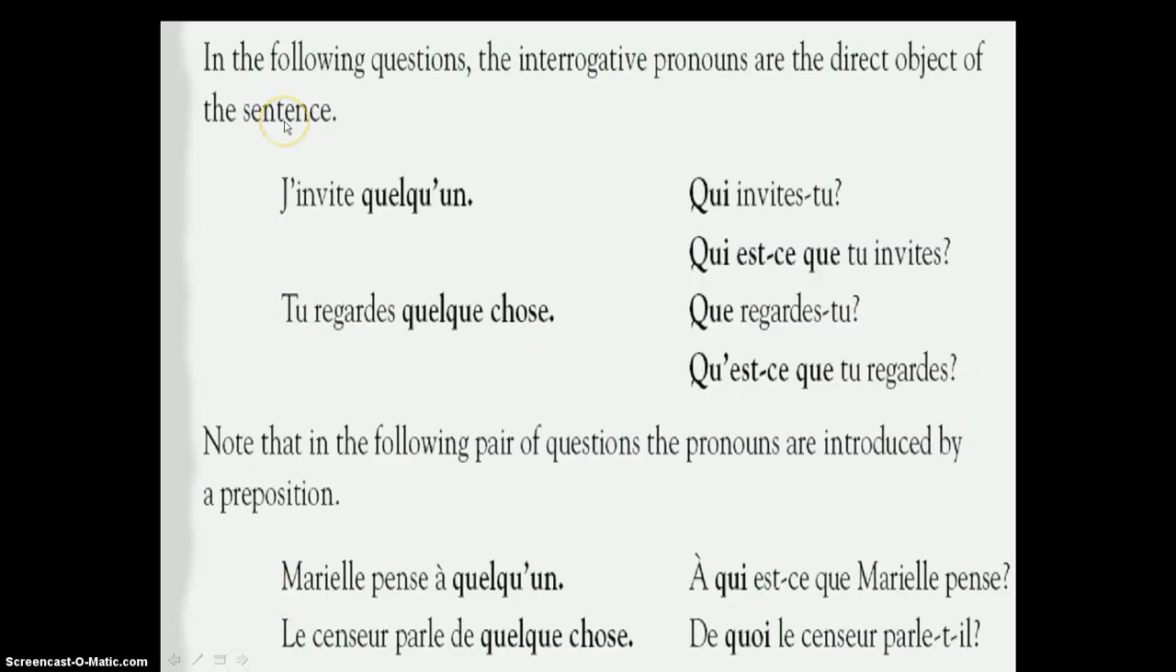In the following question, for example, the interrogative pronoun is a direct object. You see here the bold part is quelqu'un. Let's say I was looking for the subject in the sentence. The subject here is je. And then this one is the direct object. For example, "j'invite quelqu'un." I'm inviting somebody.